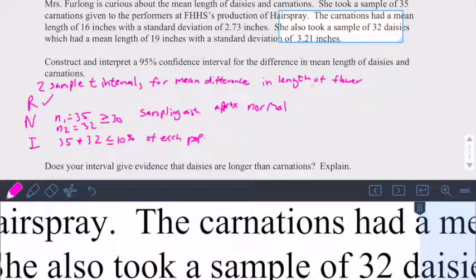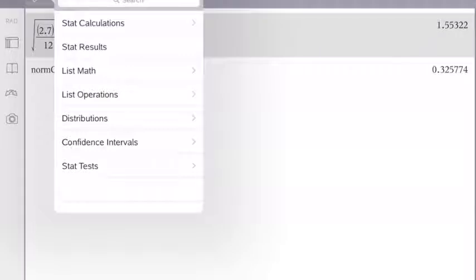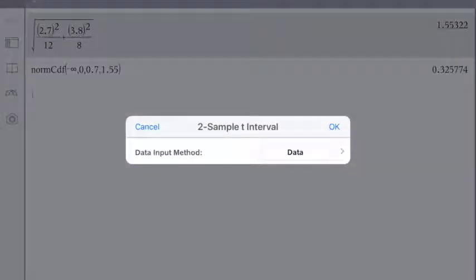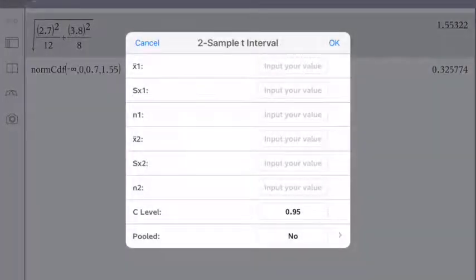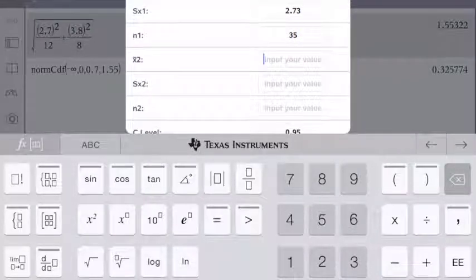We're going to go to Menu, Statistics, Confidence Intervals, and it's a 2 sample t interval. So we don't have the data, we have statistics. Okay, you'll do ones with both. We'll do our carnations first. So they had a mean length of 16 with a standard deviation of 2.73, and there was 35 carnations. Then we'll do our daisies.